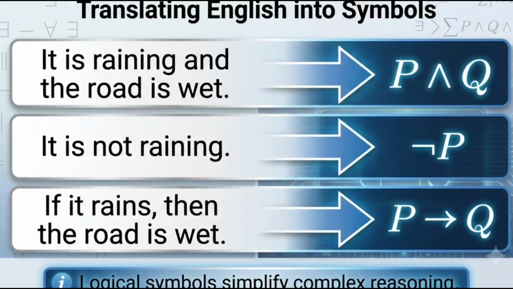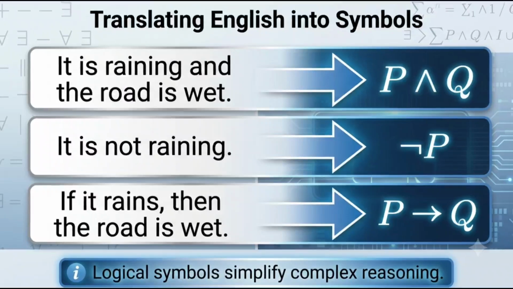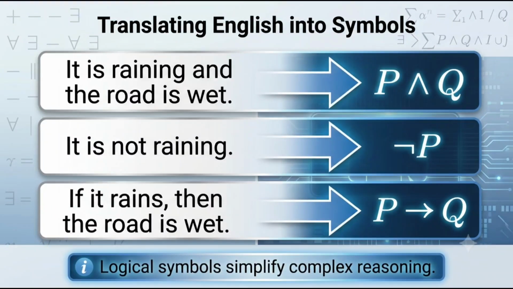Now let's translate ordinary language into logical symbols. It is raining and the road is wet becomes P conjunction Q. It is not raining becomes negation P. If it rains, then the road is wet becomes P conditional Q. Using symbols makes logical arguments shorter, clearer and easier to analyze.